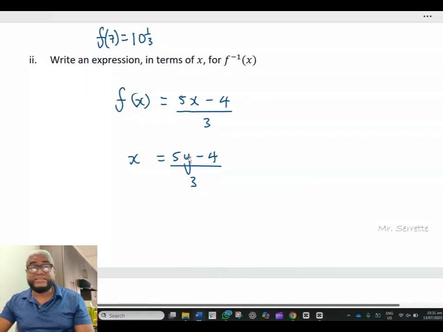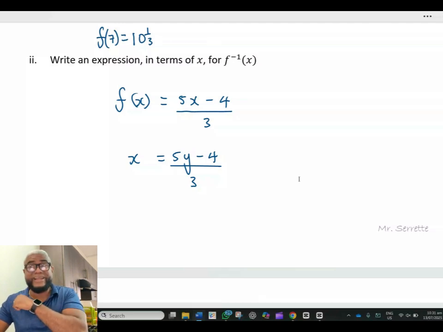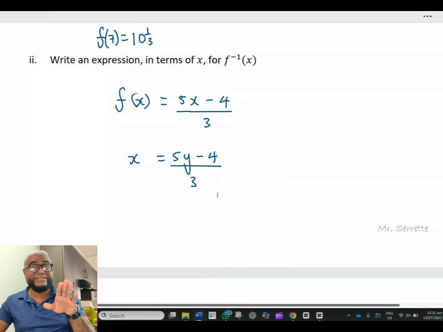Well, let's see how many things are on this side with y. We have a 5, we have a 4, and we have a 3. Who could take an educated guess and tell me which one of these 3 numbers we move first? 4. All right, so we move the 4 first, like we moved the 8 first in the last question, right? But look at something underneath here now. So let me give you all the order.